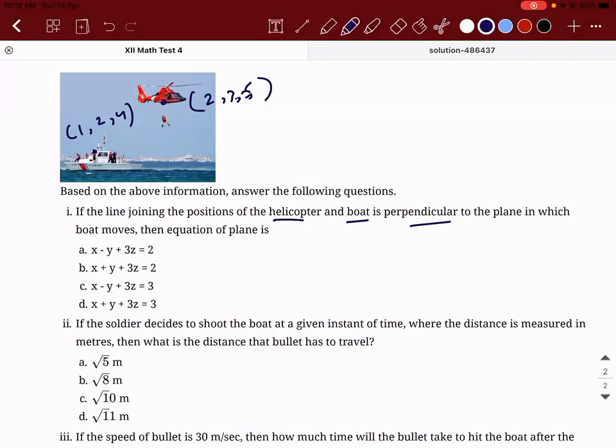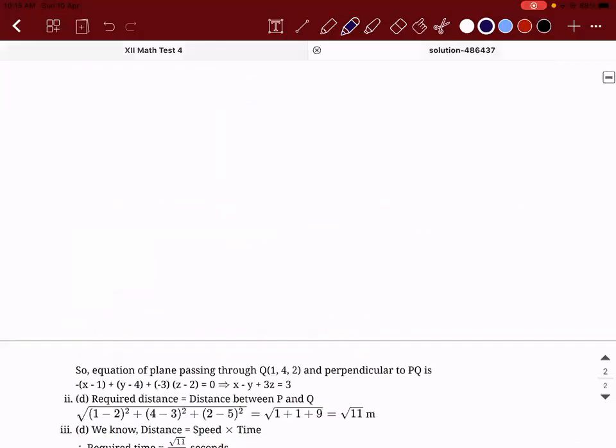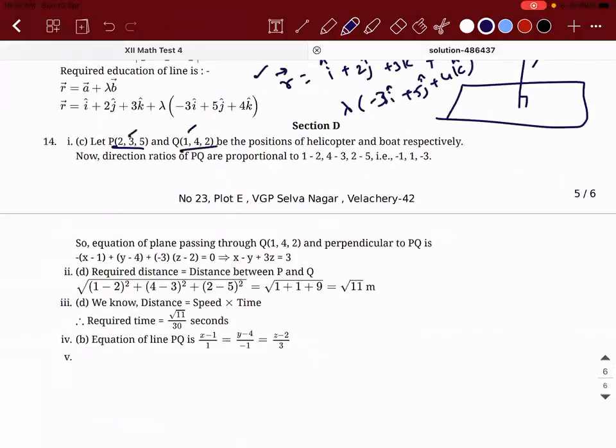If the line joining the positions is perpendicular to the plane, that is the ocean, so it is perpendicular to the plane along which the boat is moving, then what is going to be the equation of the plane is the question. What we can do is, the given points are 2, 3, 5 and this one. Now, what are the direction ratios of this line? It is minus 1, 1, 3. So you take x2 minus x1, y2 minus y1, z2 minus z1. So what is going to be the equation of the plane passing through?